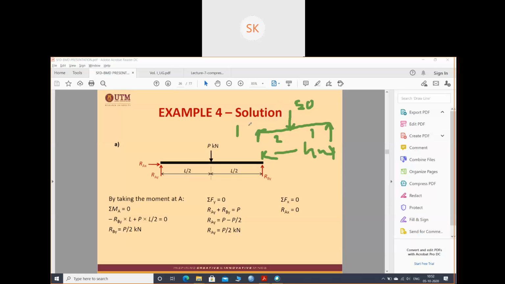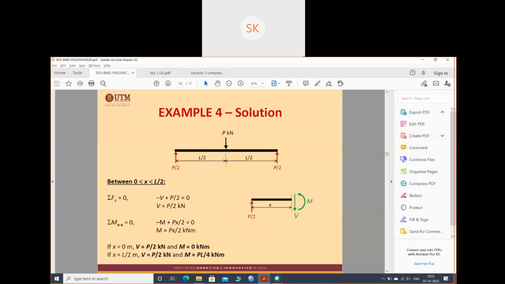So your RA will be nothing but 50 by 2, or you can directly say 25 kilonewton. Don't go with the distance. If I take it as 6 meters, this is 3 and this is 3, then also your RA will be P by 2, that means 50 by 2. Suppose you have 100 load, you will have 100 by 2, that is 50 kilonewton. Then RA will be 50, RB also 50. So I have given a simple trick. Understood? Whenever you get a simply supported beam with a point load acting at the middle portion, your reaction will be nothing but that load divided by 2. So we have found out the reaction.